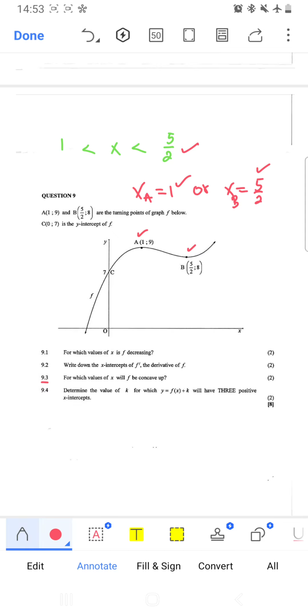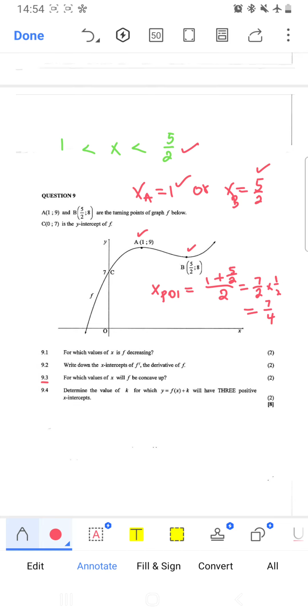Now we move forward to 9.3. For which values of x will f be concave up? With concavity, we have to work out the x-coordinate of the point of inflection. So it's 1 plus 5 divided by 2. If you have the x-coordinates of the turning points, you just add them and divide by 2. So 2 times 1 is 2, so it's 7 divided by 2, and then multiplied by 1 divided by 2, which is 7 divided by 4.